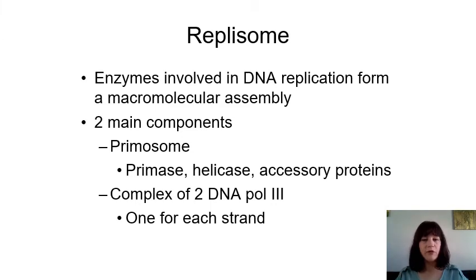Now, in prokaryotes, we talked about the replisome. There's going to be two of them that go in opposite directions on that ring of DNA. And the replisome contains a primosome, so that's going to be the primase that puts down the primer, the helicase that separates the duplex and other accessory proteins, and then we also have the DNA polymerase III as part of this replisome.